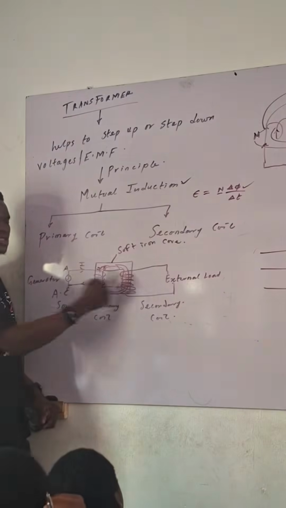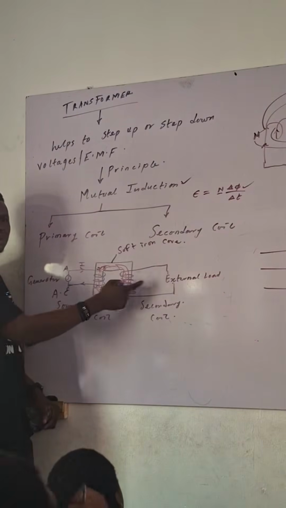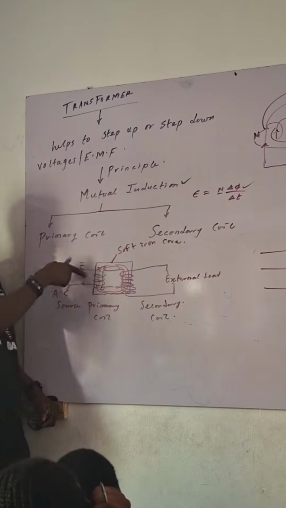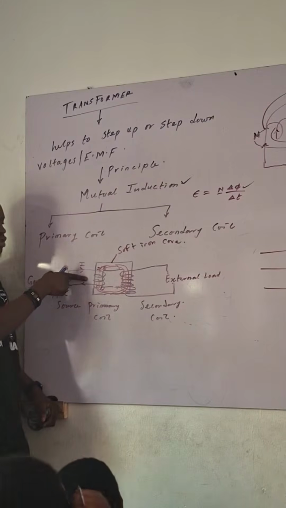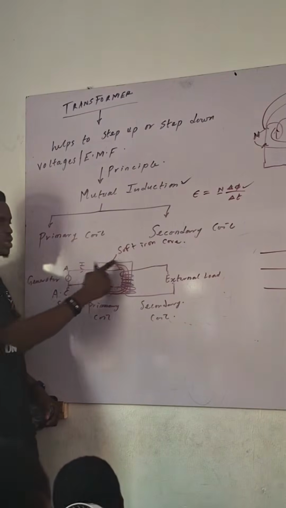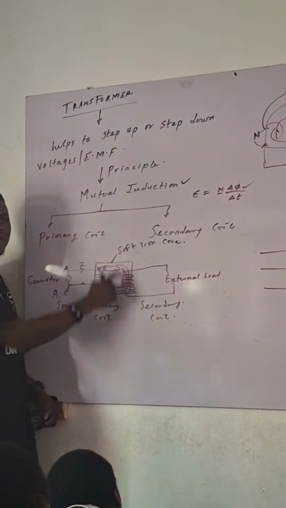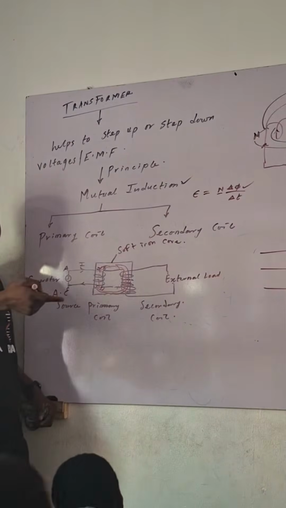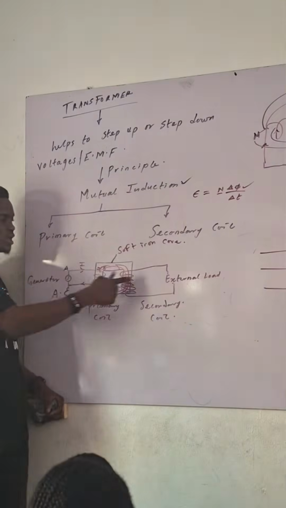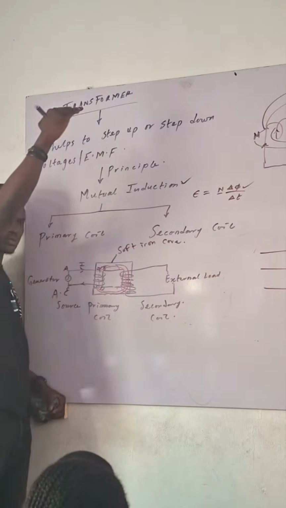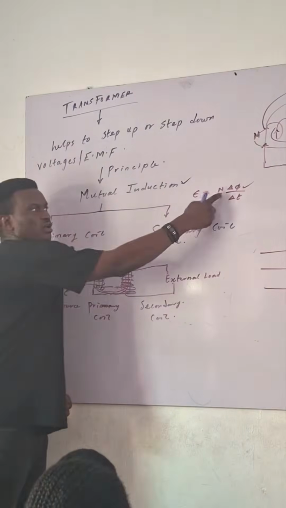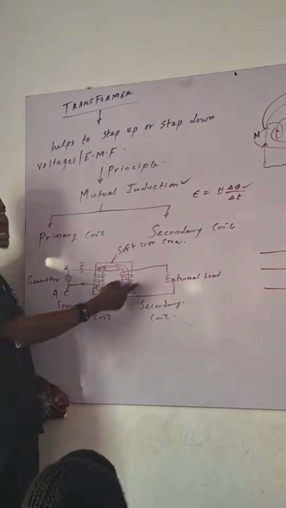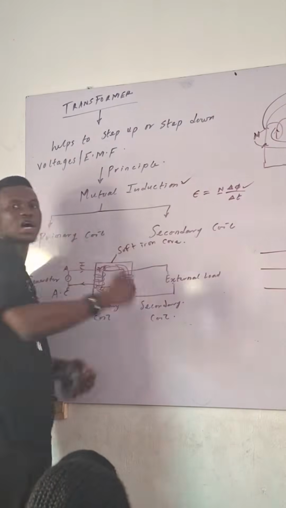So I've done something different. I made the number of turns here more. I made the number of turns here less. So by the time the flux from here is coming and is now entering more turns, the EMF that is coming from here will now be increased. Imagine it is 1,000 turns. That means this EMF will become 1,000 times.